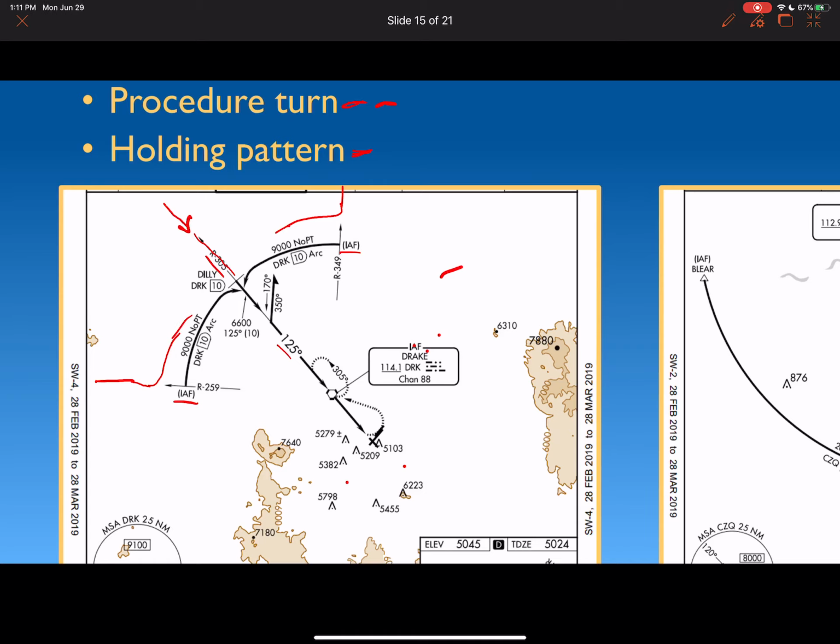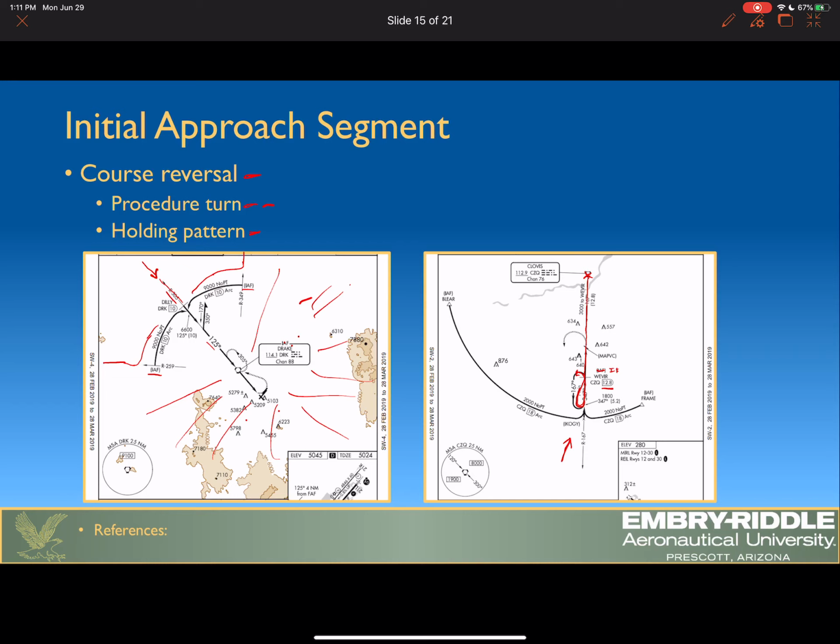So they could give me these arcs to come in, but only if I'm coming at Drake pretty much from any other direction. So basically any of this area, they would probably have me do a procedure turn or holding pattern in lieu of procedure turn. So just something to keep in mind as you're choosing approaches and runways. Try to be aware, right?